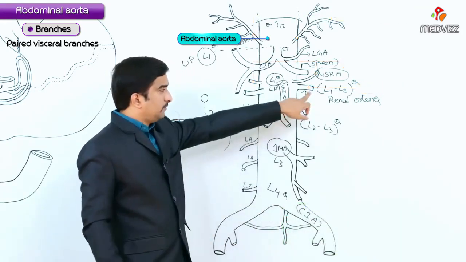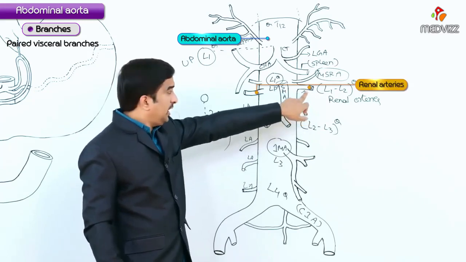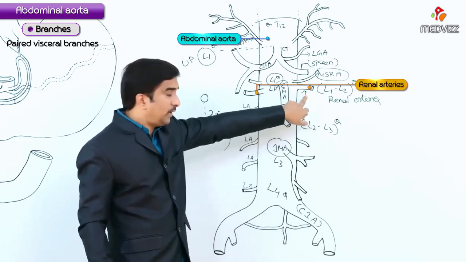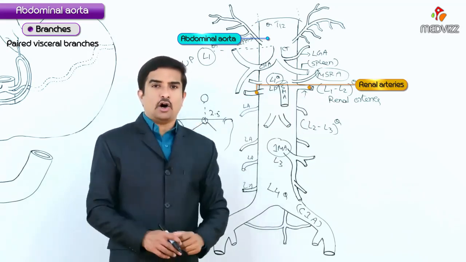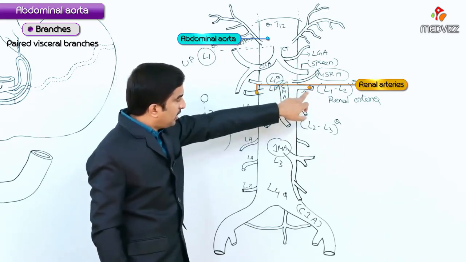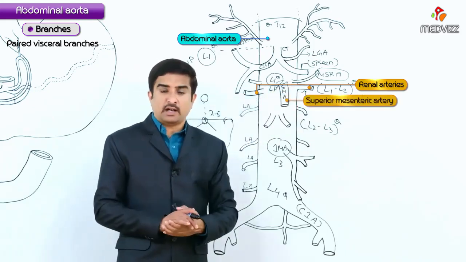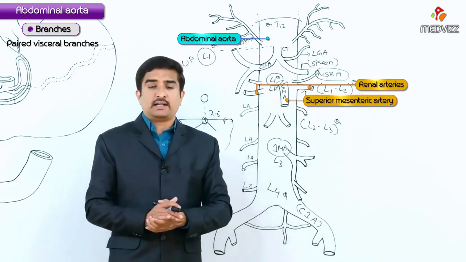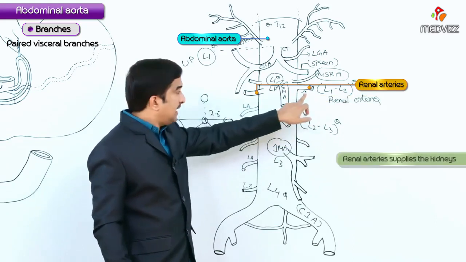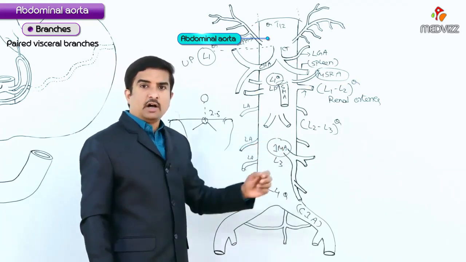And next are the visceral paired branches, that is the renal arteries. The renal arteries are the lateral branches of the abdominal aorta that arise just inferior to the origin of the superior mesenteric artery, right? So this is the origin of the superior mesenteric artery. These renal arteries arise just below the origin of the superior mesenteric artery, and the origin can be related to the vertebral level between L1 and L2, and these arteries supply the kidneys.